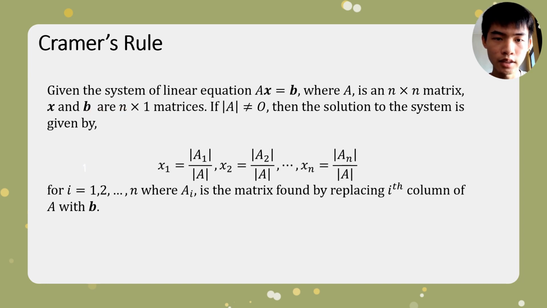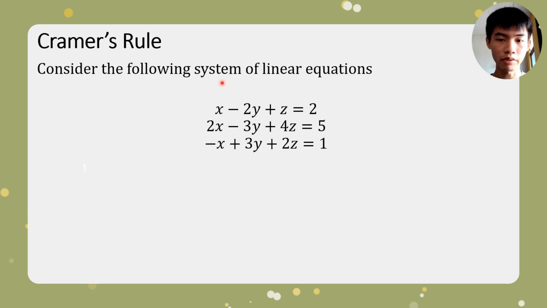So this is the general equation for Cramer's rule. For the first variable, it will be the determinant of A1 divided by the determinant of A. And for the second variable, it will be the determinant of A2 divided by the determinant of A, and so on. Because the determinant of A is the denominator, it must not be equal to 0, or else there will be no unique solution to the system. For i equals 1, 2 until n, where Ai is the matrix found by replacing the i-th column of A with B.